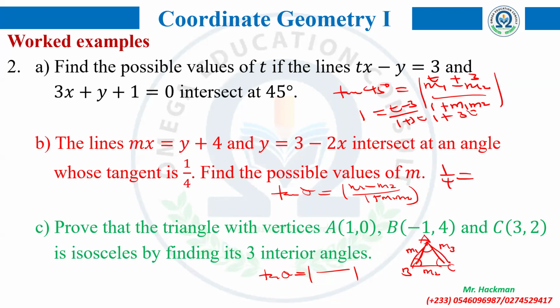So with this one, you use M1 minus M3 all over 1 plus M1 times M3. You are just using the gradients. So it doesn't really matter the name of the gradients that you give. The sub basically would distinguish between the gradients, that's all. Is my point well made?